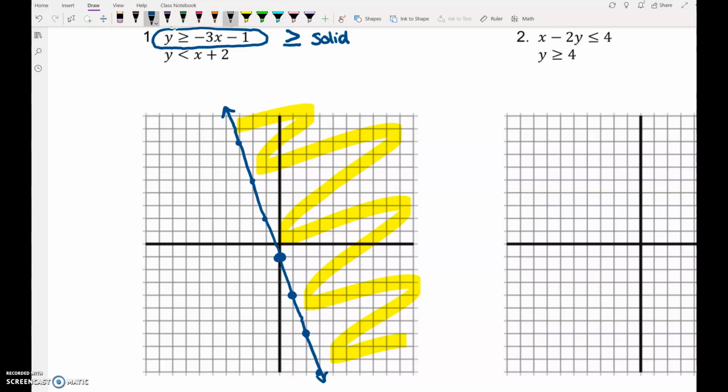Blue. Let's do green. Our next inequality is y is less than x plus 2. Start at 2 on your y-axis. Our slope is 1, so up 1, right 1.